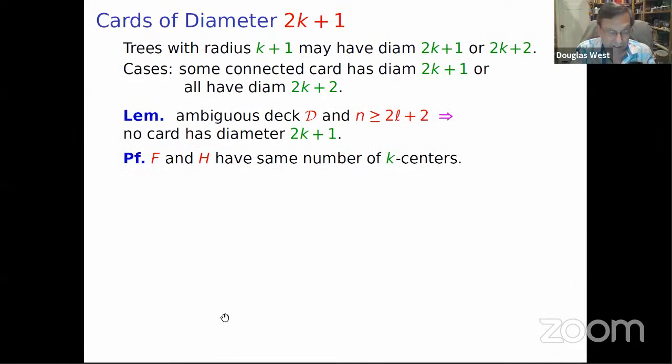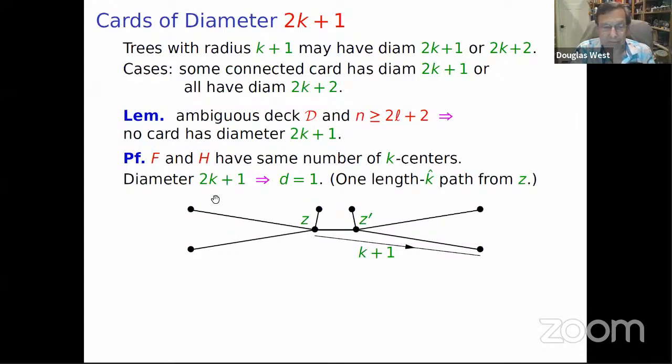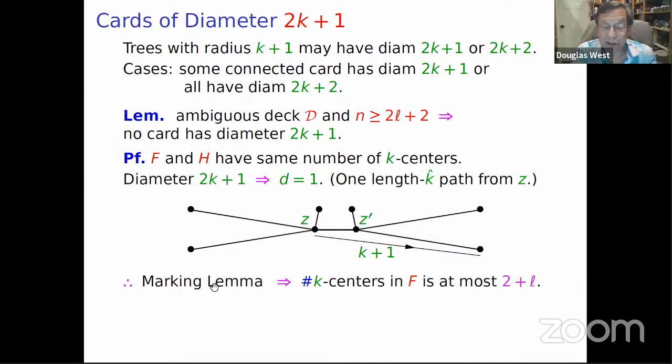And when we have a reconstruction that has a cycle, there is this step here. There are two cases. Remember, our shortest radius cards have radius K plus one. They might have diameter 2K plus one or 2K plus two. So we have two cases to think about. Maybe some connected card has diameter 2K plus one, or all of them have 2K plus two. Well, when one of them has diameter 2K plus one, that value of D will be one. We will get from the marking lemma that the number of K centers in F is at most two plus L.